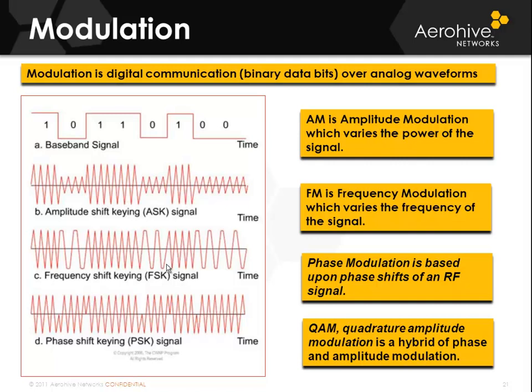WLAN radio cards use different types of modulation methods to represent data bits as they are delivered via an RF signal. OFDM uses binary phase shift keying and quadrature phase shift keying phase modulation for the lower OFDM data rates. The higher OFDM data rates use 16 QAM and 64 QAM modulation, QAM meaning quadrature amplitude modulation. It's a hybrid of phase and amplitude modulation.